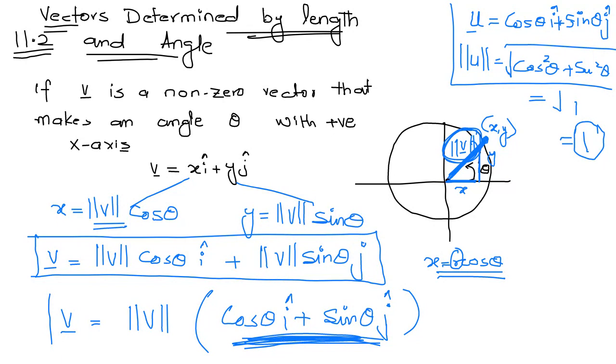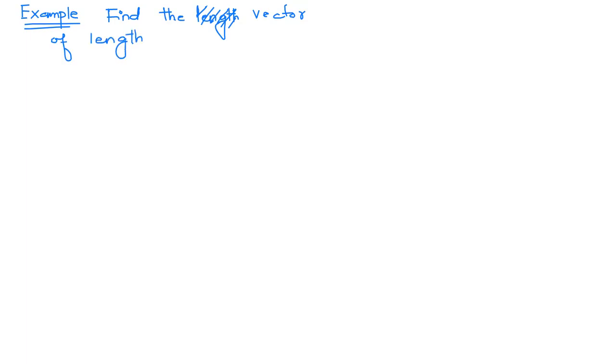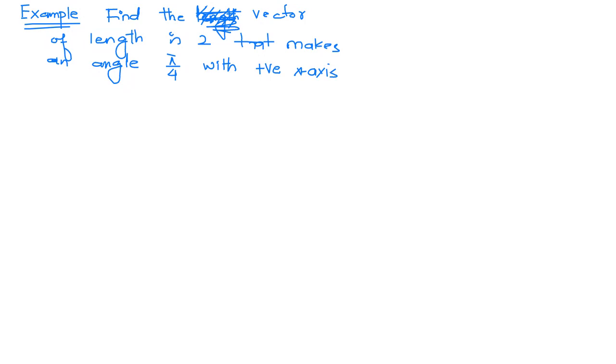I will give you one example. Find the vector whose length is given as 2, that makes an angle pi by 4 with the positive x-axis. Now you have to find the vector.